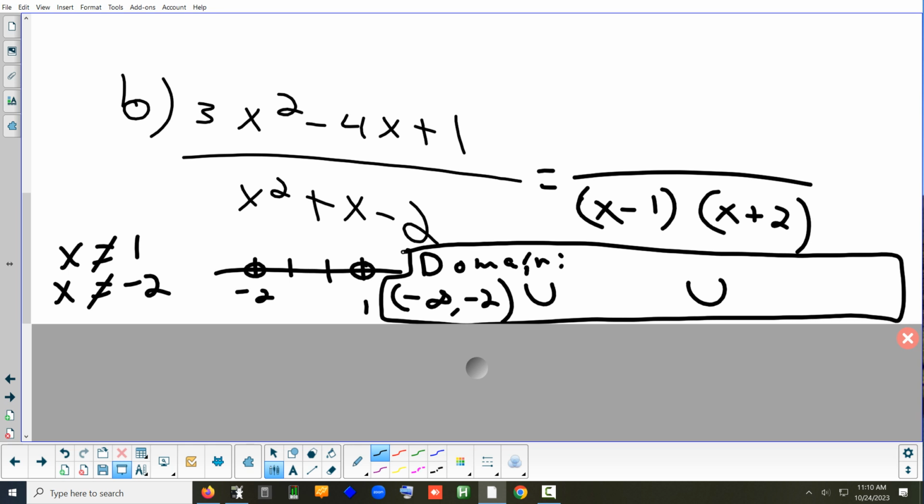So we got negative infinity to -2, or next would it be -2 and 1? -2 to 1, or 1 to positive infinity. Basically, however many numbers you can't use, you're going to have one more interval than that. So if there are 2 numbers you can't use, you're going to have 3 intervals. If there's 1 number you can't use, you have 2.